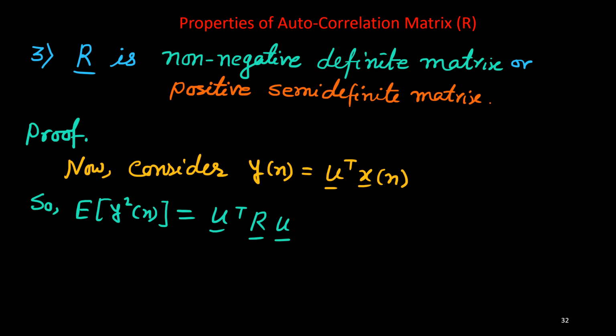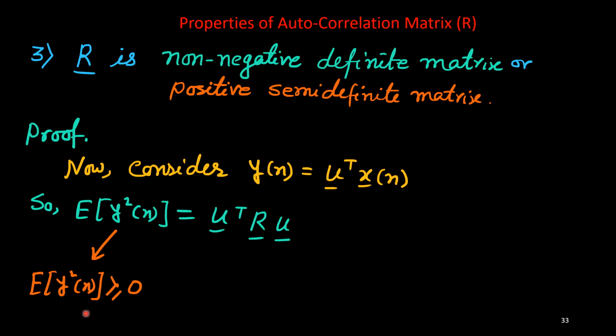So this is expected value of y square n, which is actually u transpose R u. And as this is the energy of the output sequence, it is always more than 0. If the input is 0, then the output could also be 0, so we can put an equal sign here also: more than or equal to 0.